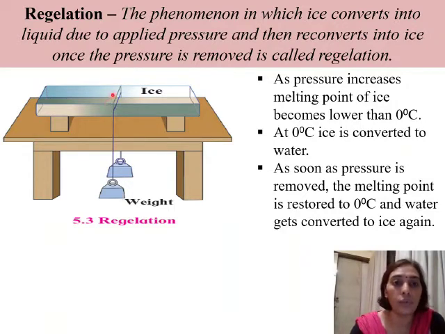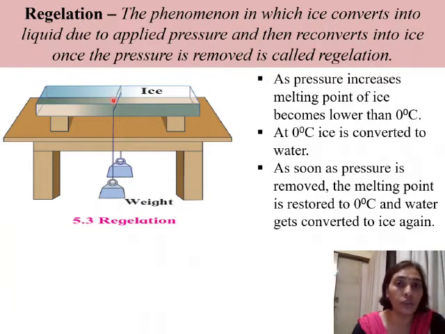Now as soon as you place the wire containing weights, obviously the wire is going to exert pressure on the ice slab. Wherever the pressure is being exerted, the melting point is going to be lowered. As per the rule, when the pressure increases, the melting point of ice decreases. So this is inversely related. Pressure and melting point in case of ice is inversely proportional. So due to the lowering of the melting point, the ice melts and converts into water.